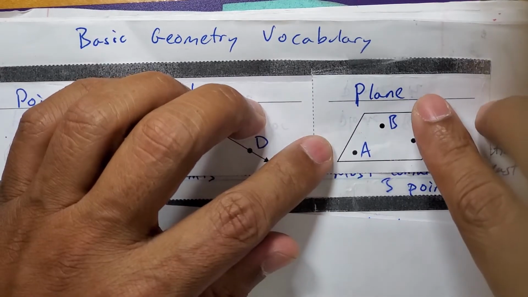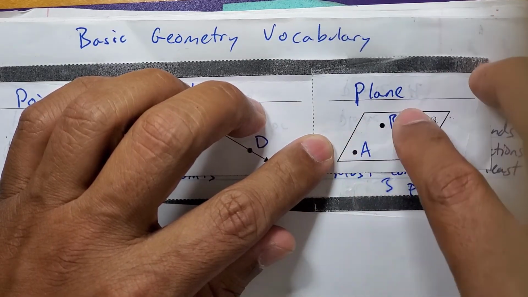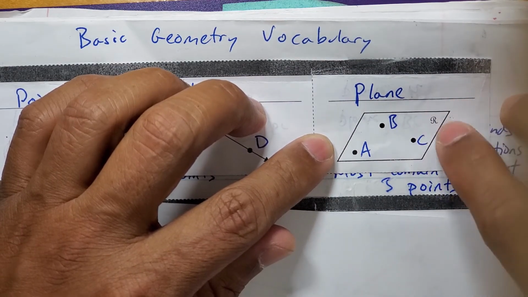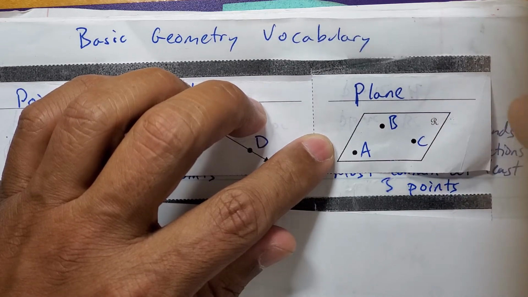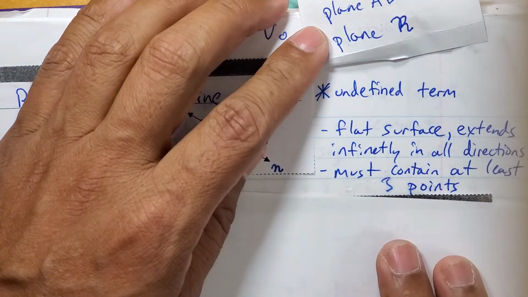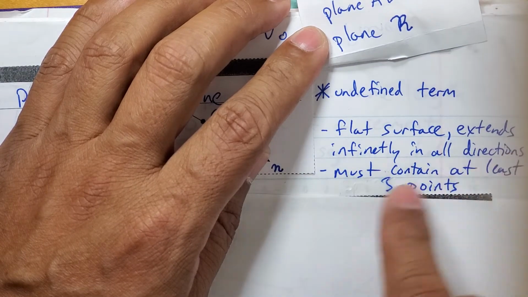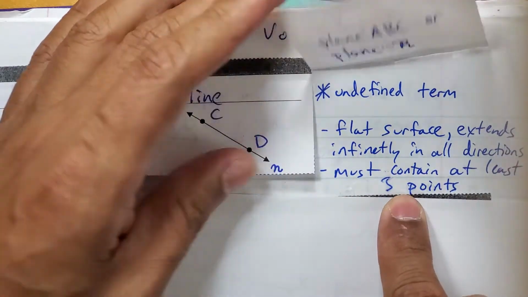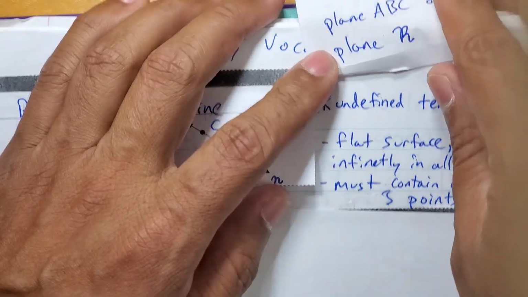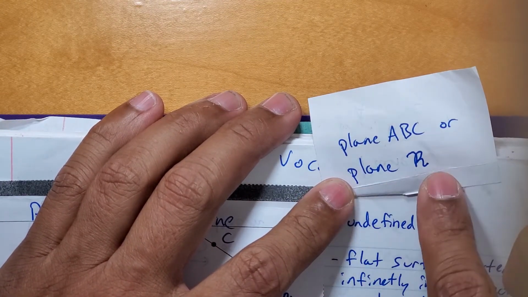The next term is for a plane. Okay, and I have points A, B, and C, and the names of those points are going to help me name the plane. And notice that it also has a cursive R right here, and I can also use that to help me name the plane. Okay, so again, this is also an undefined term, which represents just a flat surface that extends infinitely in all directions, and it must contain at least 3 points. And notice the 3 points are not on the same line. And the ways we can name this plane are plane ABC or plane R. Okay?